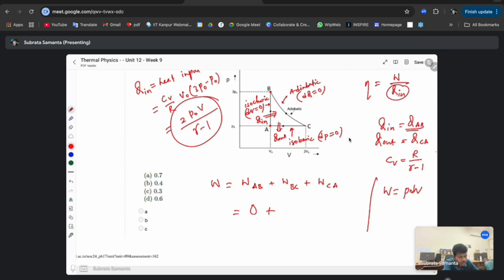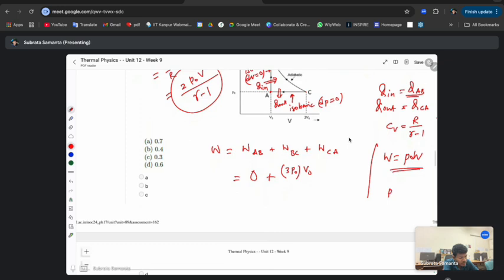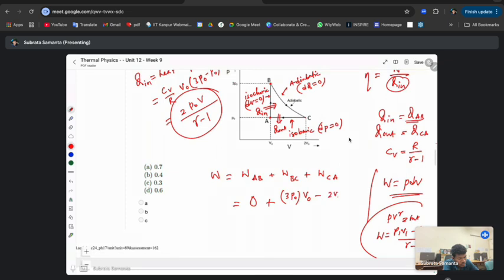And for B to C, you know that for the adiabatic process, the work done is P1 V1 minus P2 V2 over gamma minus 1. Your initial state is 3 P naught times V naught. So this is 3 P naught V naught minus P2 V2, which is the C point, so the pressure is P naught and the volume is 2 V naught, divided by gamma minus 1.